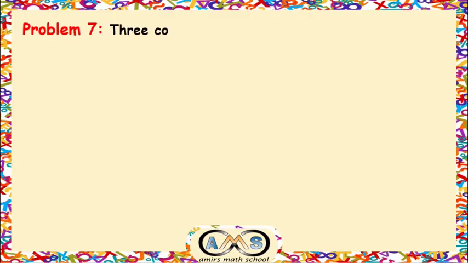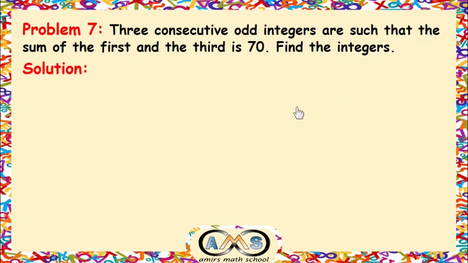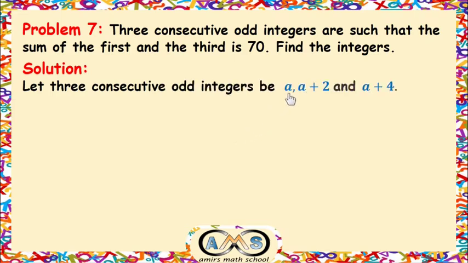Now, problem number 7. Three consecutive odd integers are such that the sum of the first and the third is 70. Find the integers. Here, there are three consecutive odd integers. So, solution is, let three consecutive odd integers be a, a plus 2 and a plus 4. That is, if a is an odd number, the next odd number will come after an even number.